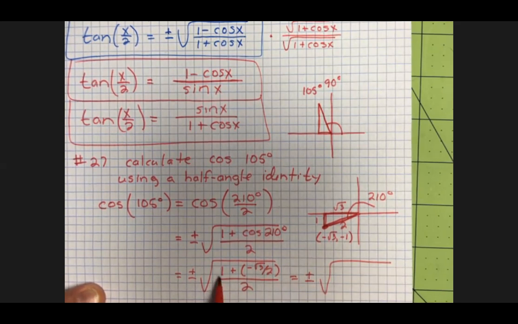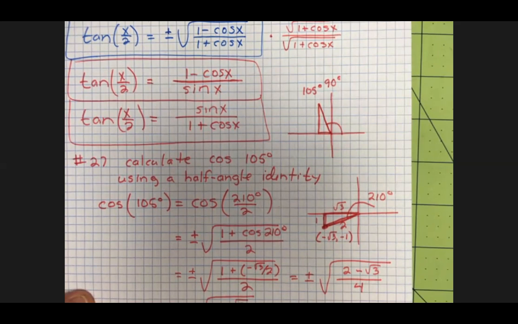This is 2 over 2 minus root 3 over 2, which is 2 minus root 3 over 2. Then you divide by another 2. So you get 2 minus root 3 over 4. And this is plus or minus the square root of 2 minus root 3, over 2.